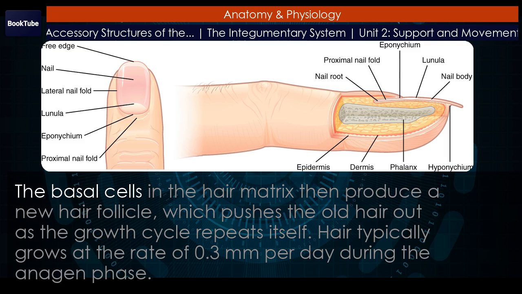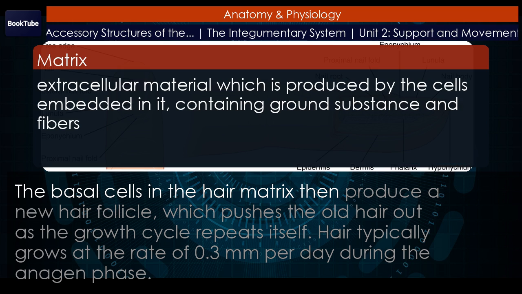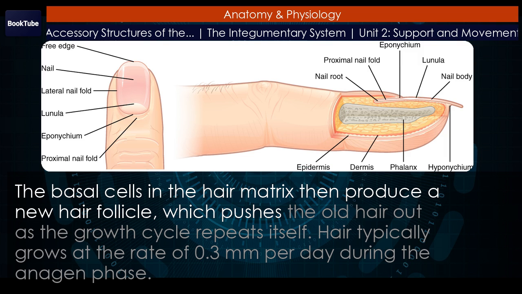The basal cells in the hair matrix then produce a new hair follicle, which pushes the old hair out as the growth cycle repeats itself.